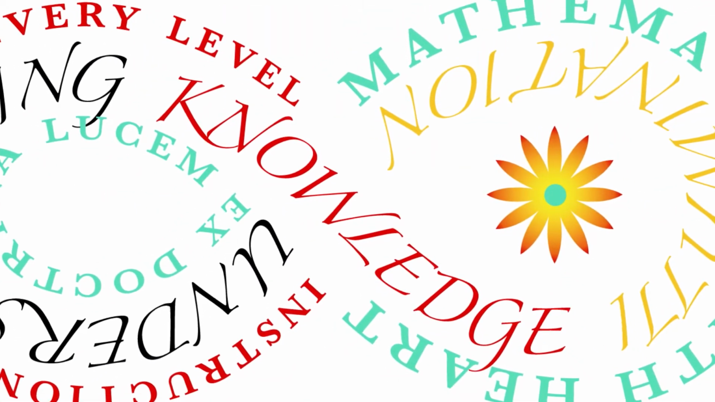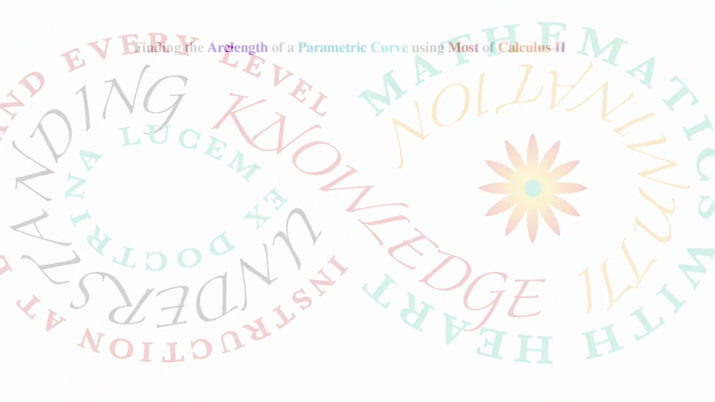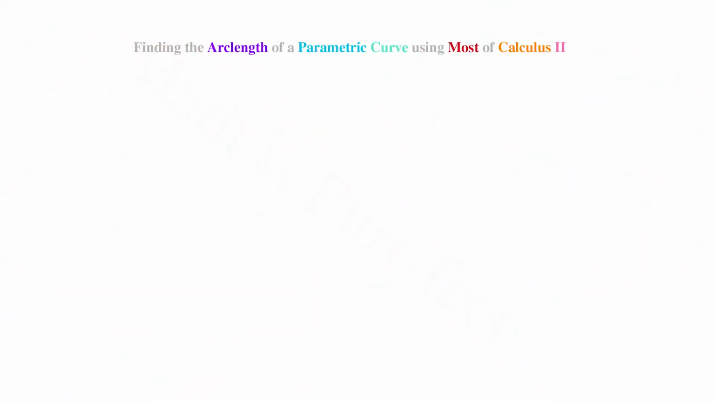Today I'm going to solve for the arc length of a parametric curve using most of the concepts learned in second semester calculus. To begin, let's consider the curve defined with a parameter t given by x equals the square root of t and y equals 3t minus 2. We wish to find the length of the curve for t between 0 and 1.